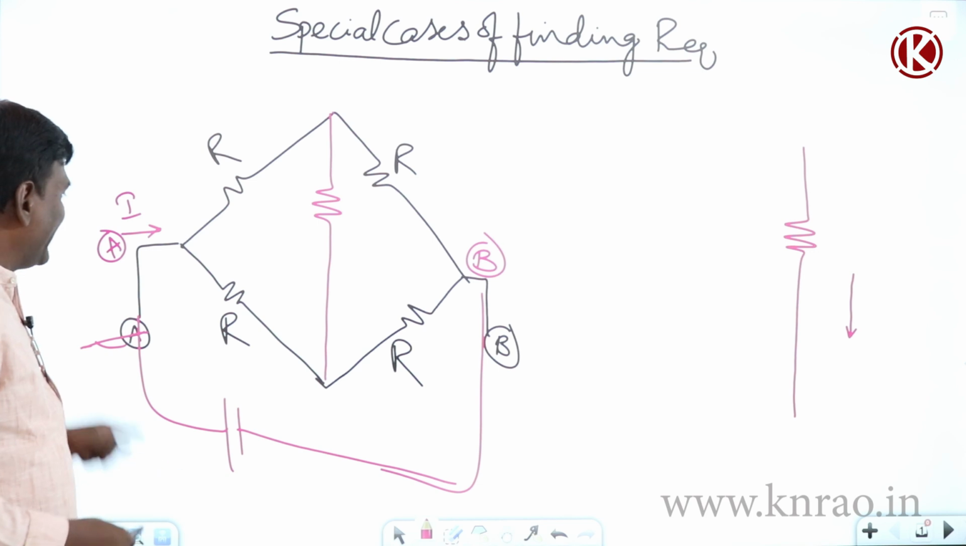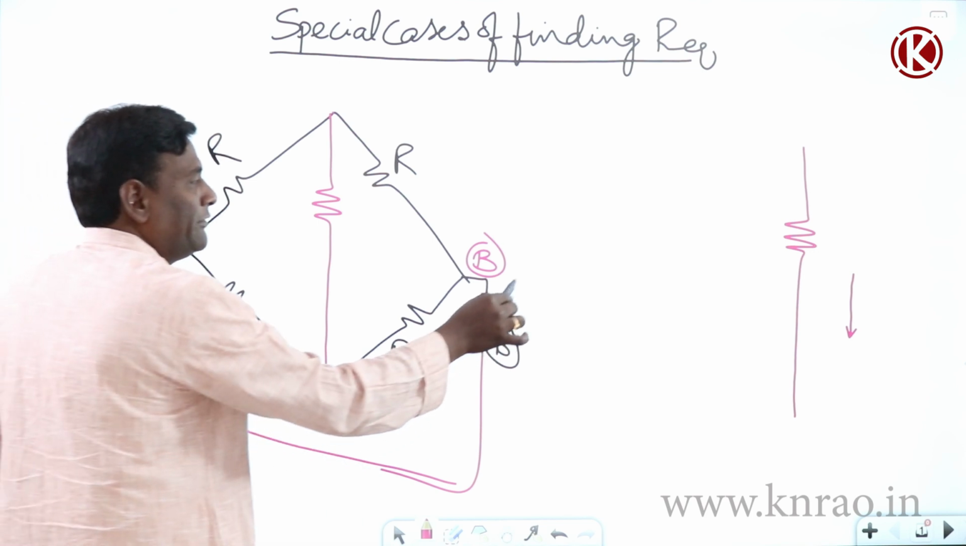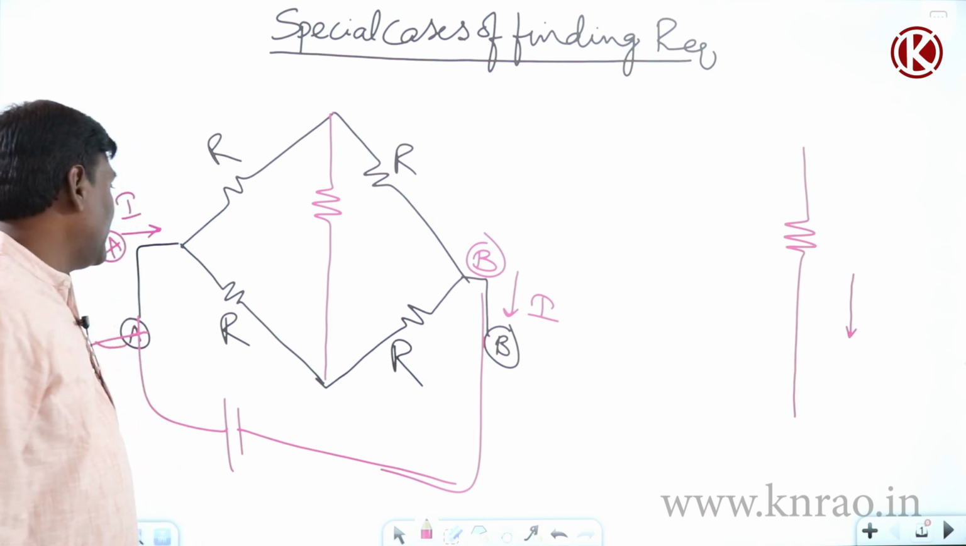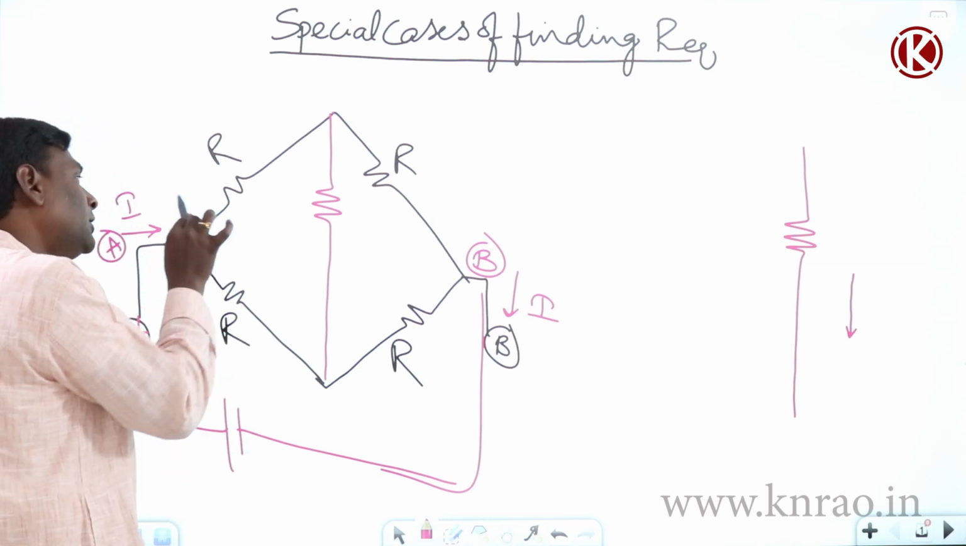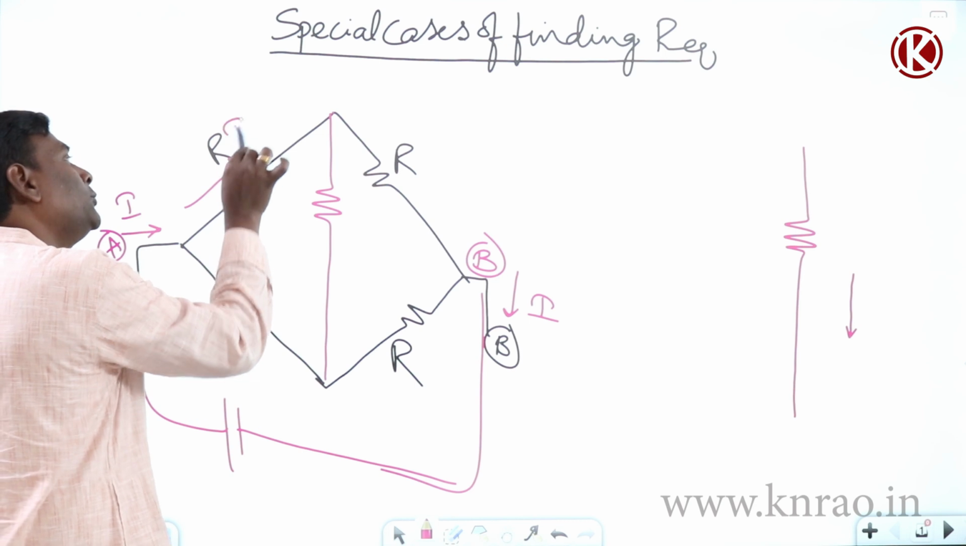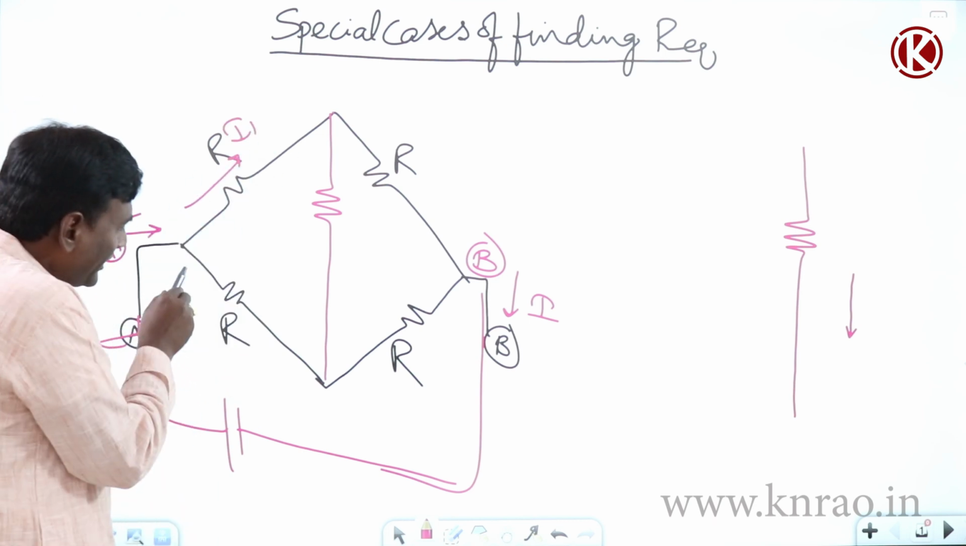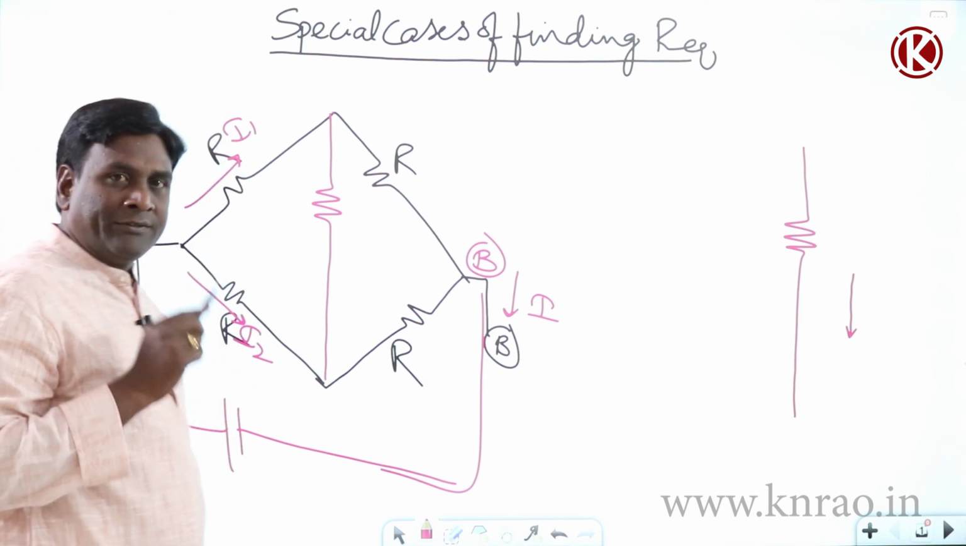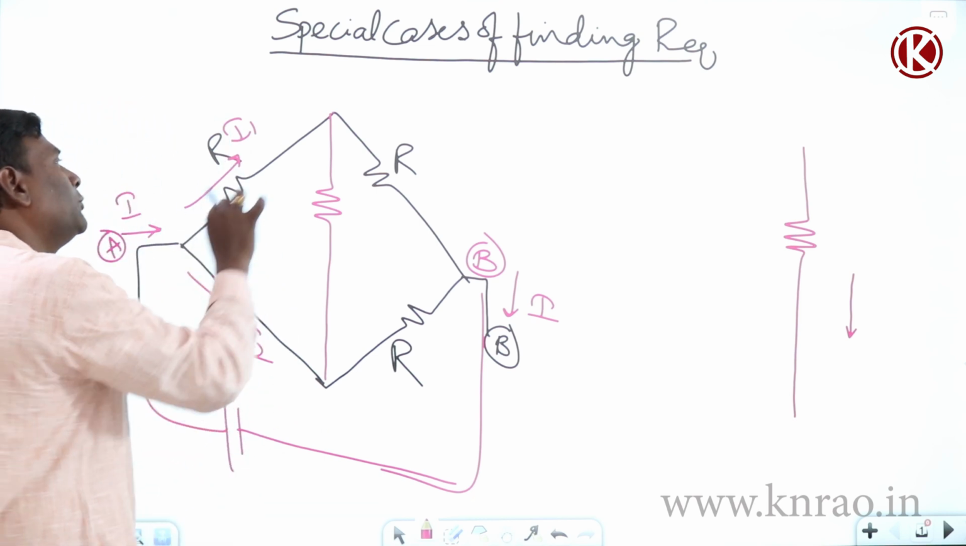Okay, so entering current is I. Ultimately, leaving current should be I only, no? Under that condition, entering current is I. So here, for example, I1 current is leaving. For example, I2 current is leaving. Of course, I1 and I2 will be same, that is I by 2. That's a different story. Okay. So, I1 is leaving here.